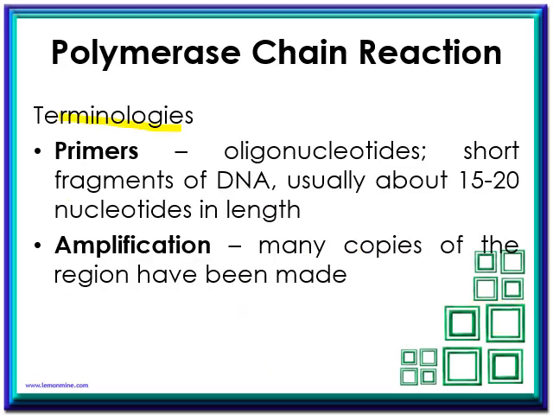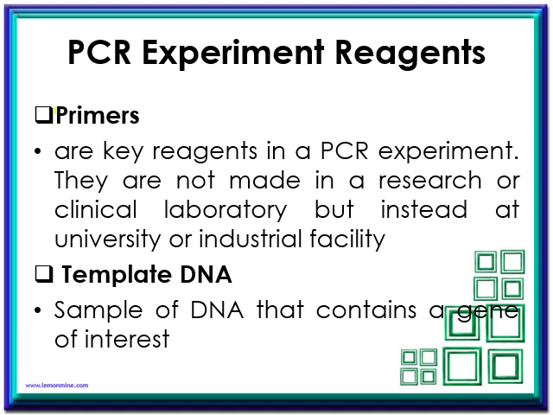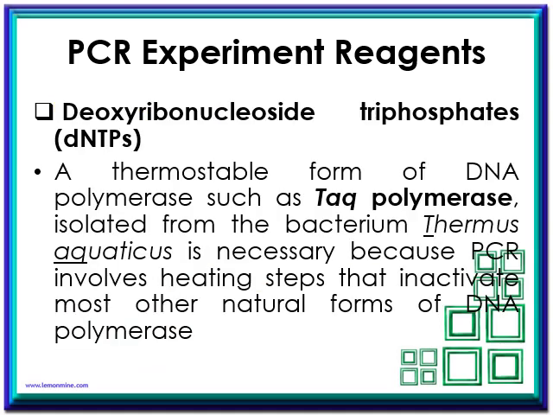So, terminologies. Primers are oligonucleotides, short fragments of DNA, usually 15 to 20 nucleotides in length. Amplification means many copies of the region have been made. Primers are the key reagents in the PCR experiment. They are not made in a research or clinical laboratory, but instead at a university or industrial facility. Template DNA is a sample of DNA that contains a gene of interest.